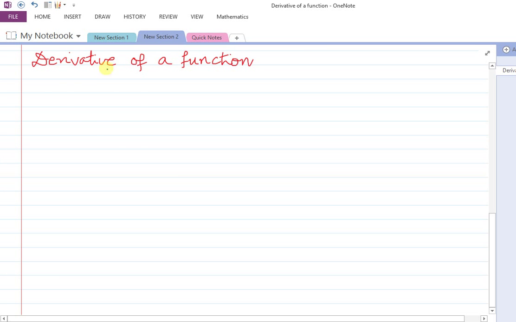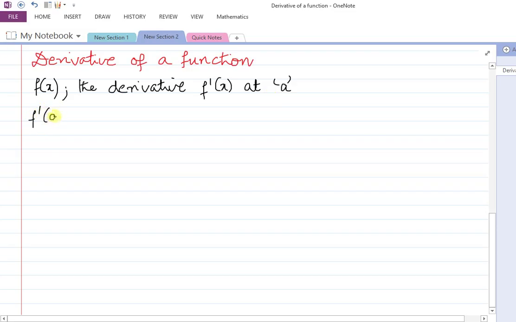So let's talk about the derivative of a function. If f(x) is a real valued function, then the derivative of f(x), denoted as f'(x), at a specific point a is given by the formula f'(a) is equal to the limit as h tends to 0 of f(a + h) minus f(a), divided by h, where h is a very small real number.